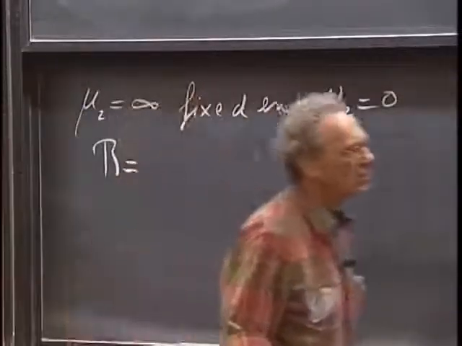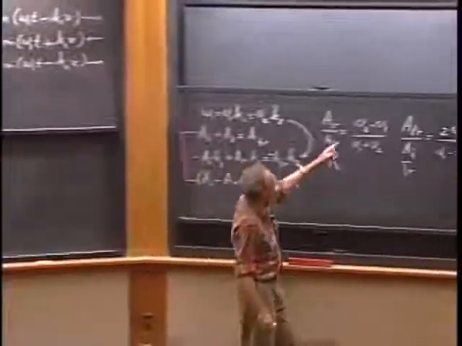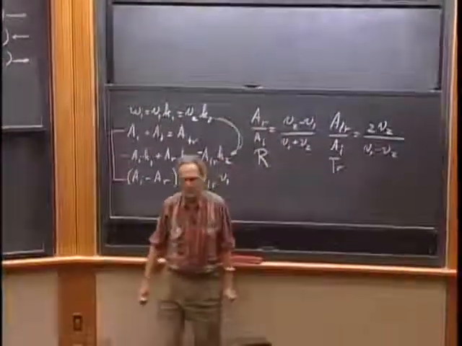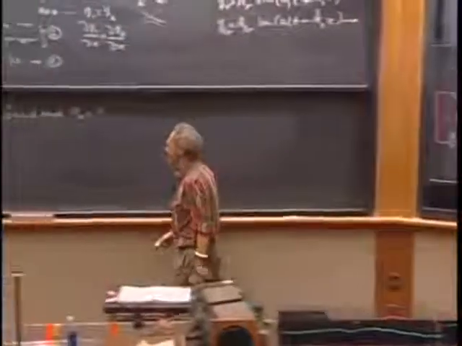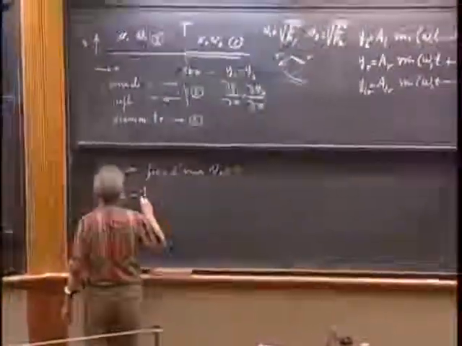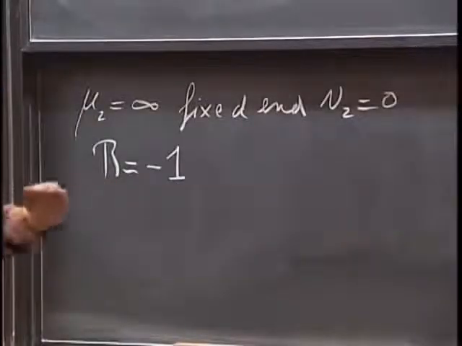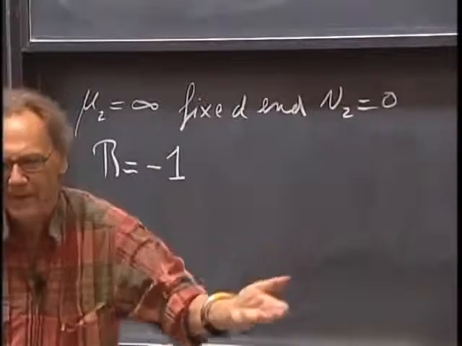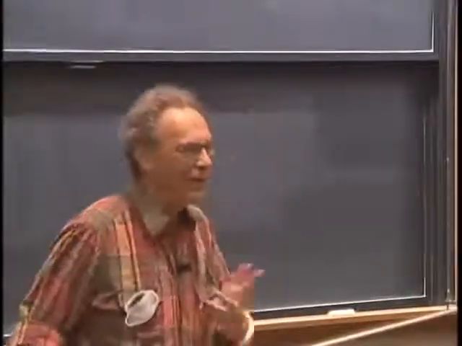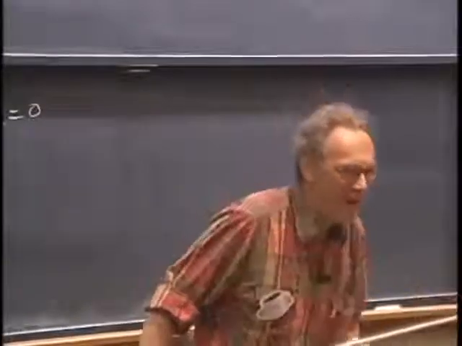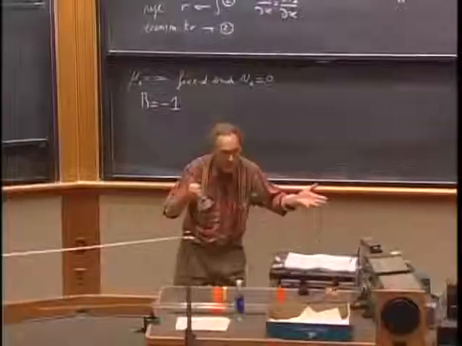V2 is 0. Well, if V2 is 0, I get minus 1. Hey, minus 1, that means when a mountain rolls in, what comes back? A valley. And when a valley rolls in, what comes back? A mountain. And we've seen that. We demonstrated it last time.